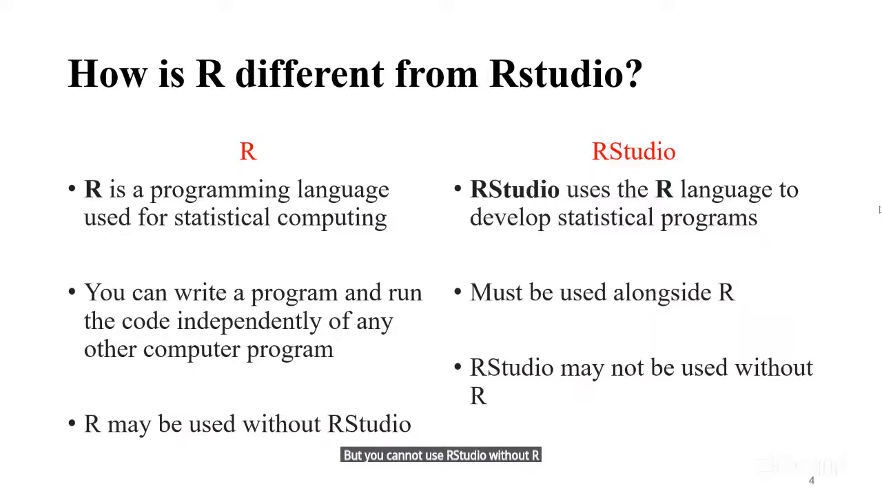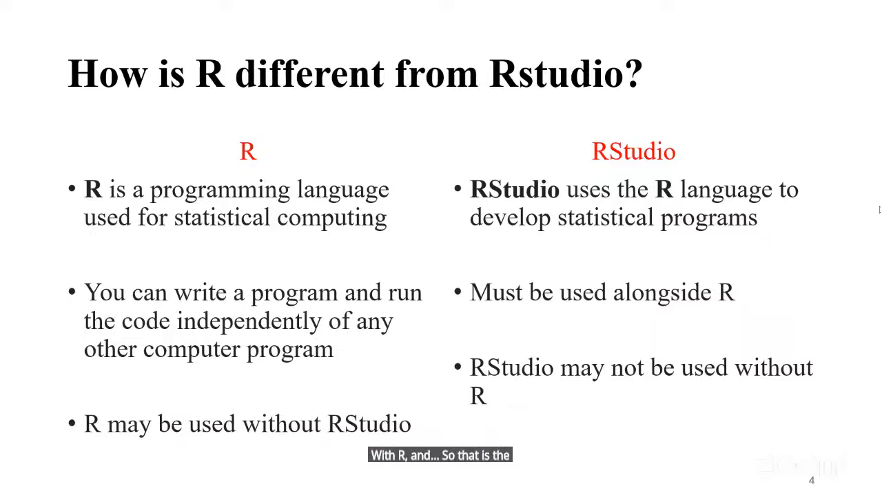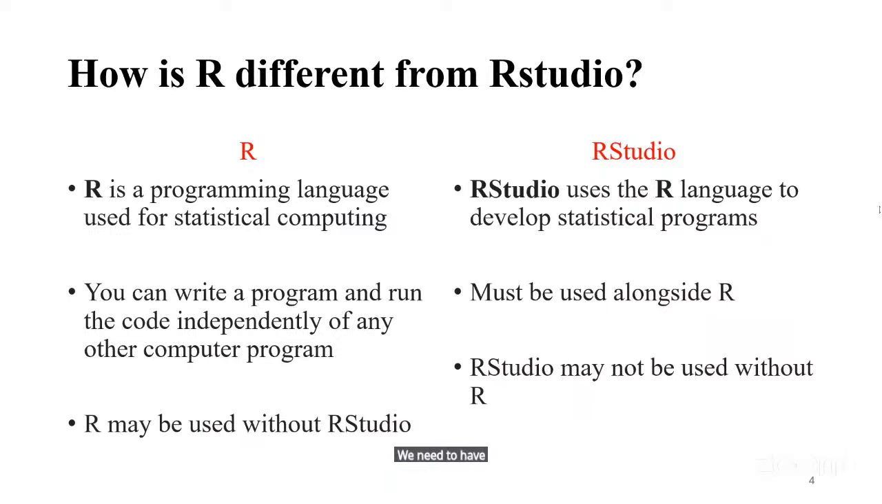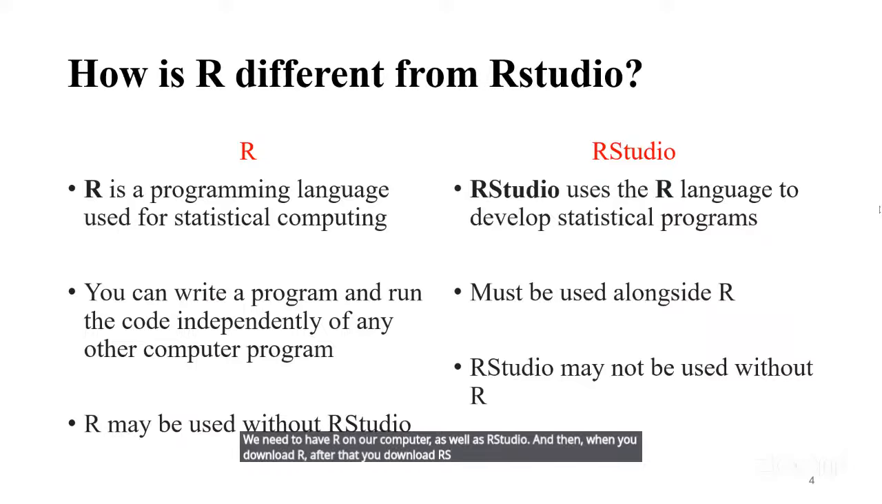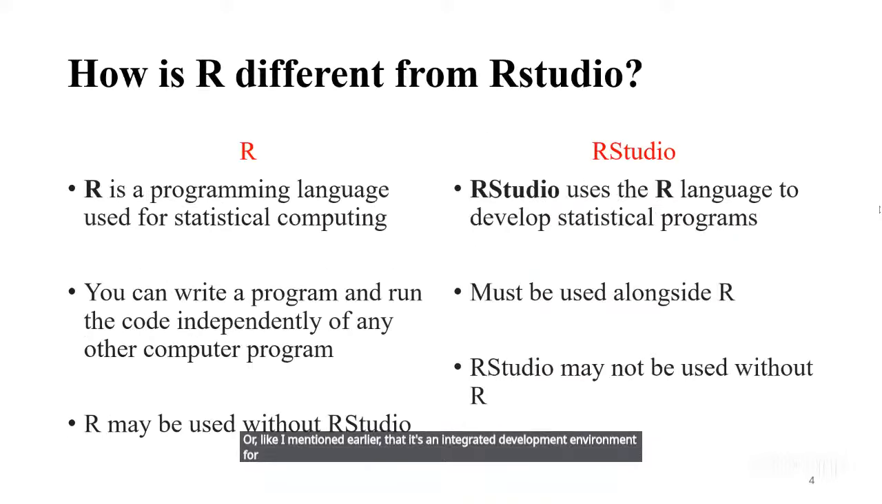You have to download RStudio such that you're able to use it with what? With R, implying that RStudio works along with R. And so that is really the main difference that you can keep at the back of your mind. So we need both. We need to have R on our computer as well as RStudio. And then when you download R, after that you download RStudio, RStudio will be integrated into R. Like I mentioned earlier, it's an integrated development environment for R.